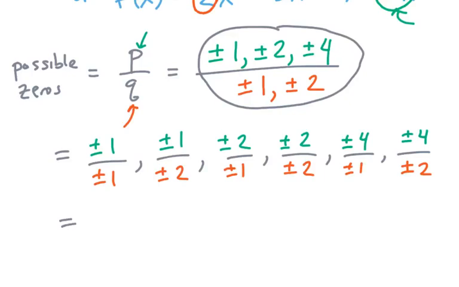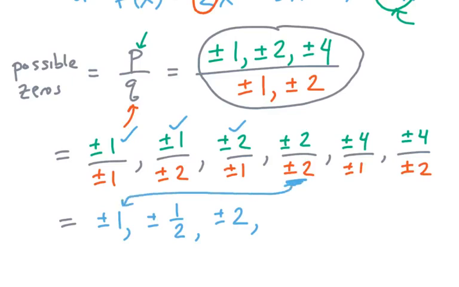Plus or minus 1 divided by plus or minus 1 would be plus or minus 1. Plus or minus 1 divided by plus or minus 2 would be plus or minus a half. The next one would be plus or minus 2. So we've done first, second, and third. 2 over 2, this would simplify to one that we've already got in our list, right? We already got the 1, so I don't need to write it again. Then we get plus or minus 4 divided by plus or minus 1, which simplifies to plus or minus 4. And plus or minus 4 over plus or minus 2 simplifies to the 2 that we already have in our list, so no need to write that again.